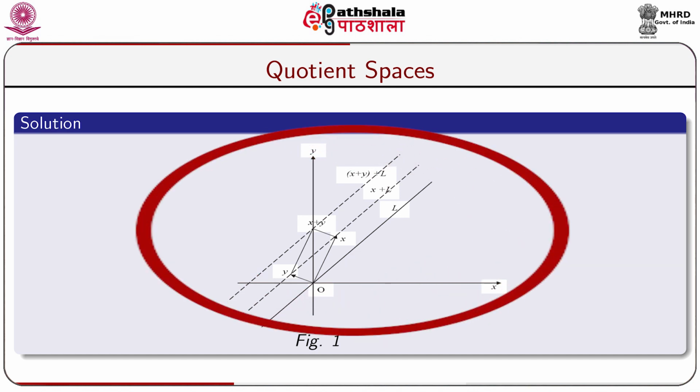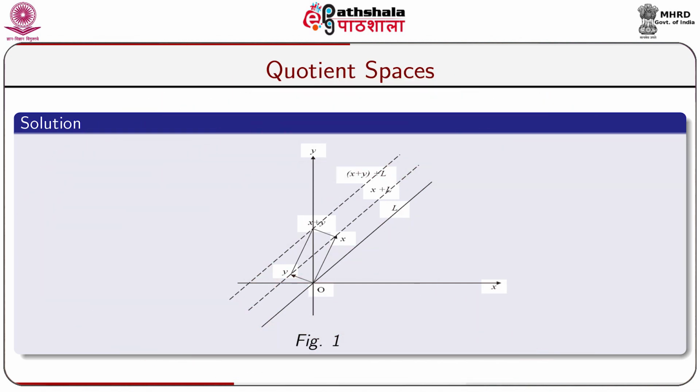And let us take another point y, and a line drawn passing through y and parallel to L is also designated as y plus L. Thus, we see that x plus L and y plus L are two straight lines passing through x and y and parallel to capital L. Now, by the parallelogram law, we take the diagonal x plus y. So, join the line passing through x plus y and the origin. We get x plus y plus L, a straight line passing through x plus y and parallel to capital L.